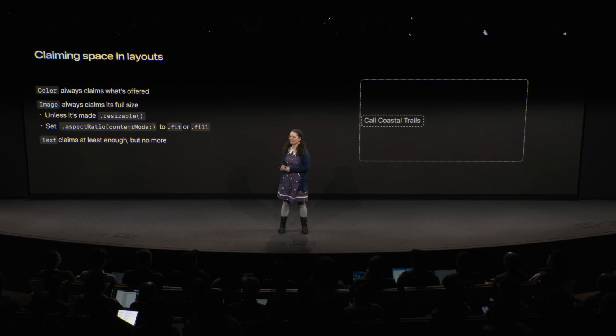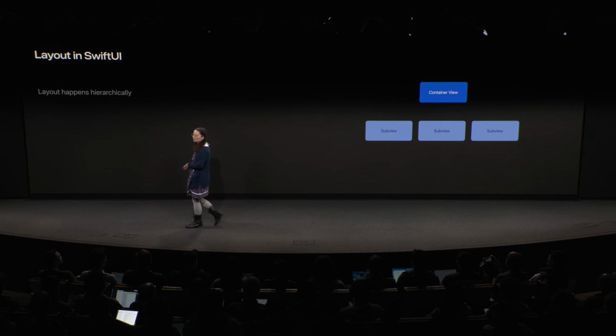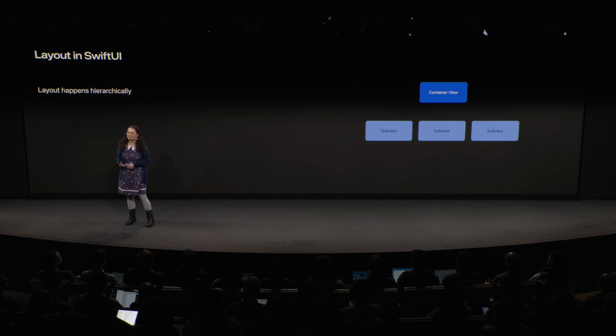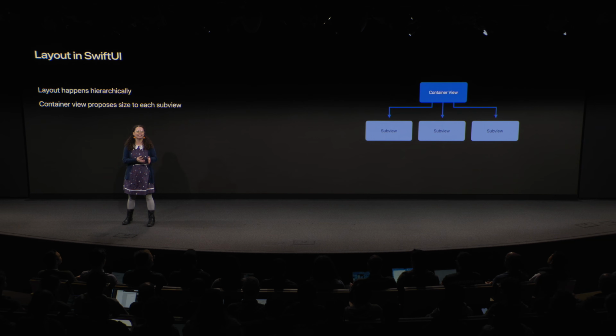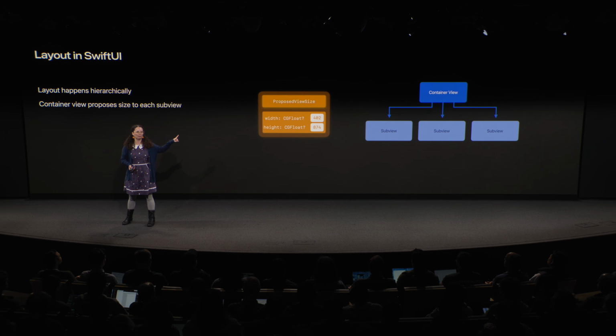Text claims at least enough space to show an ellipsis. Text will claim only the space it needs for its content. Layout in SwiftUI happens hierarchically. A container view proposes a size to each of its subviews. Suppose the proposed size is specific. For example, this orange box shows what a proposal could look like. If the container view is the root view of an app, the proposal is the device size. Or if you apply a frame modifier, the proposal is the size of the frame.